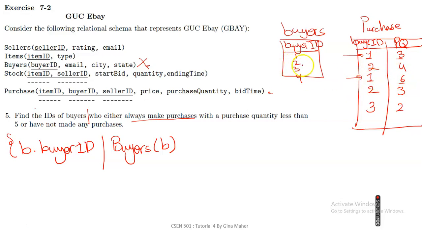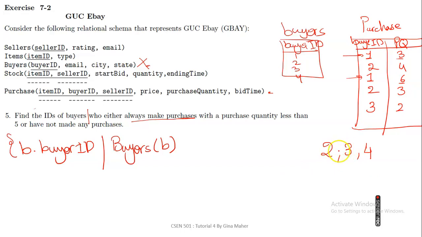Let's check 2. 2 made purchases with quantity 4 and 3. Both are less than 5, so 2 is part of our output. 3 made a purchase quantity 2, which is less than 5, so it is part of our output. 4 hasn't made any purchases, which is part of our output because we want the IDs of the buyers who always make purchases with a quantity less than 5 or haven't made any purchase. So at the end our output will be 2, 3, 4.